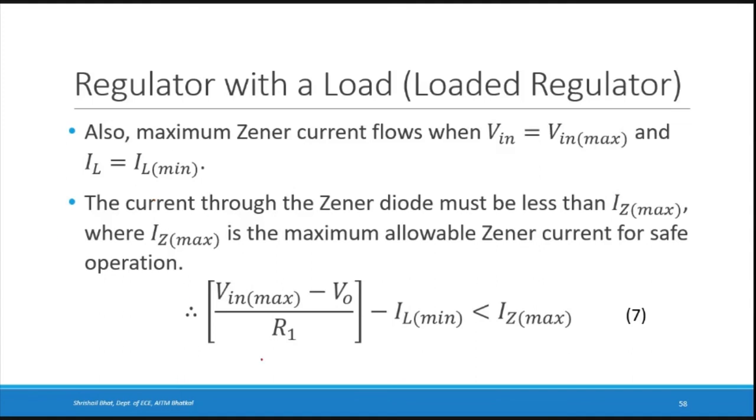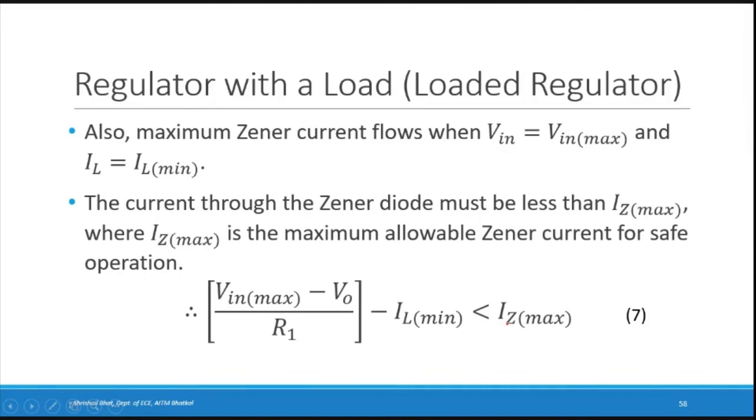So for this current, if you put Vin max in place of Vin and IL min in place of IL, then this has to be lesser than Iz max. This has to be lesser than Iz max for the safe operation, right? So these are the equations.